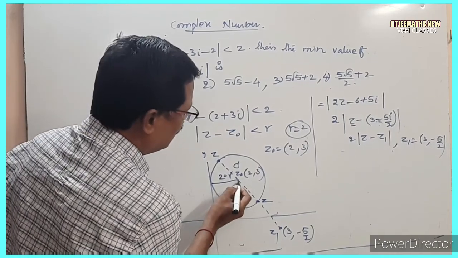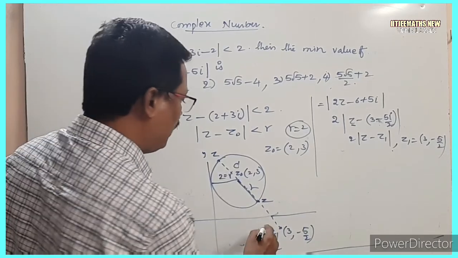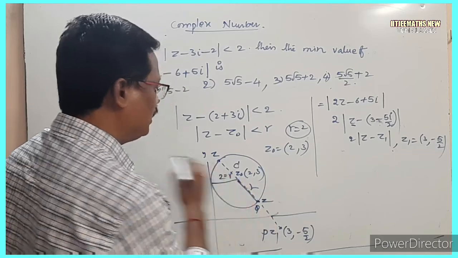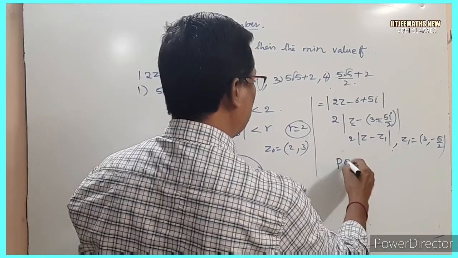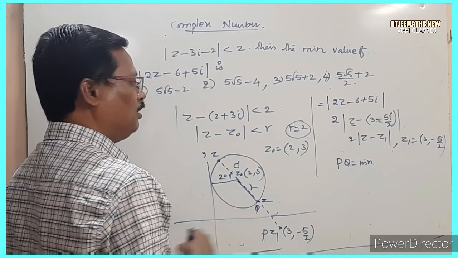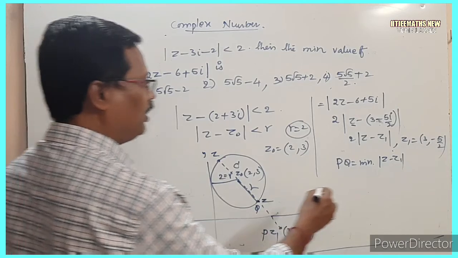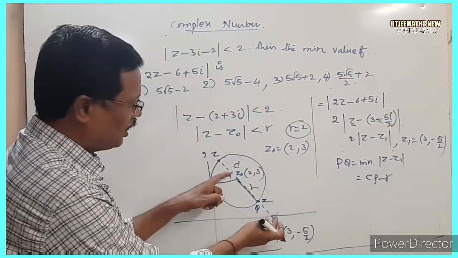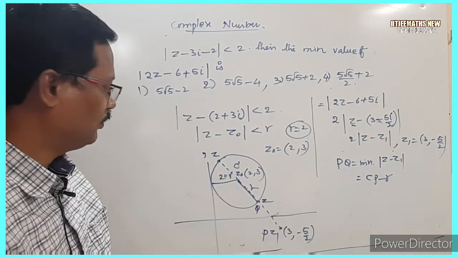Now, what is the Z0 to Z? This is nothing but the radius R. Consider this point P, and this point Q, and C is the center. Therefore, this QP, or PQ, is the minimum of |Z minus Z1|. Then what is the minimum? That is equal to CP minus R. Subtract this one. This PQ is the minimum.